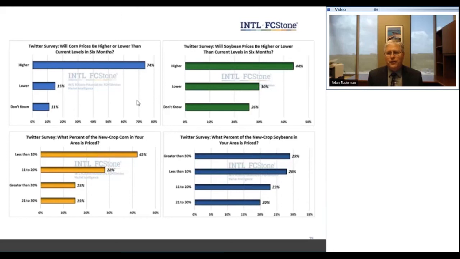Soybeans, not as much confidence there, I think, because there were still too many unknowns about what the size of the crop would be, but still more people believe that they'll be higher 6 months from now than didn't.